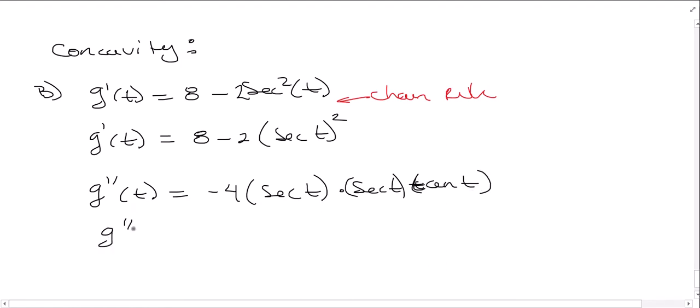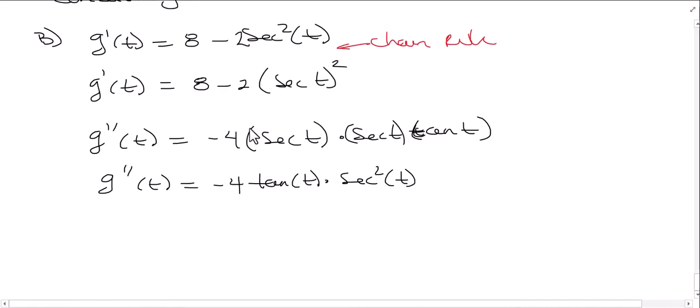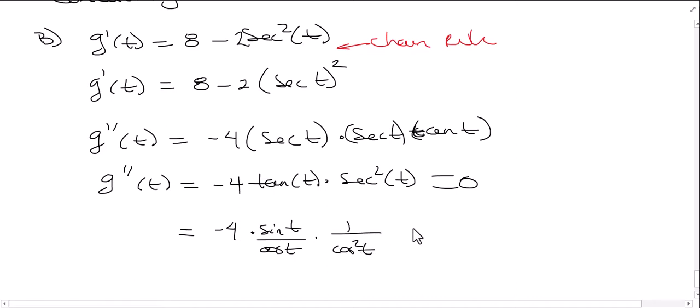And so we can say then the second derivative is negative 4 tangent of t times secant square of t, and set that equal to 0 to find your candidates for inflection points. So when I set this equal to 0, either tangent is 0 or secant square of t is 0. We can also try to rewrite it in terms of sines and cosines. So tangent is sine over cosine, and secant square is 1 over cosine square of t.